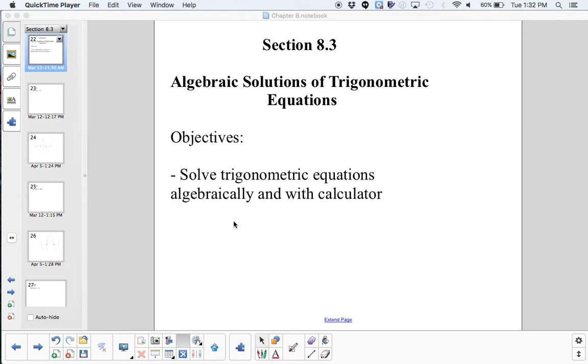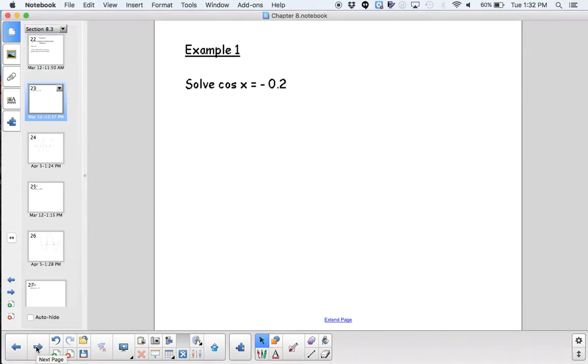In section 8.3, we're going to be talking about algebraic solutions of trigonometric equations. We're going to be solving these equations algebraically, but also with the assistance of the calculator. So the first one we're going to look at is cosine of x is equal to negative 0.02.